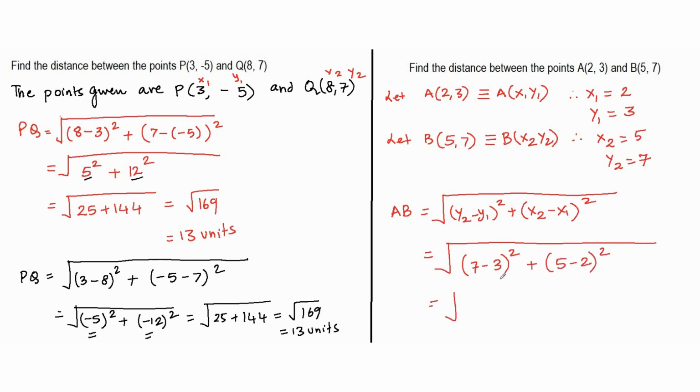So this is going to be under root of 4 square plus 3 square, and that is going to be under root of 16 plus 9, which is 25, and therefore this is equal to 5 units, right? So this is how you can find the distance between A and B. Of course, you could have also done B minus A instead of A minus B, or I could have also done 2 minus 5 and 3 minus 7. That would have still given me the same answer, right? So again, pausing for a few seconds before taking up the next set of questions.